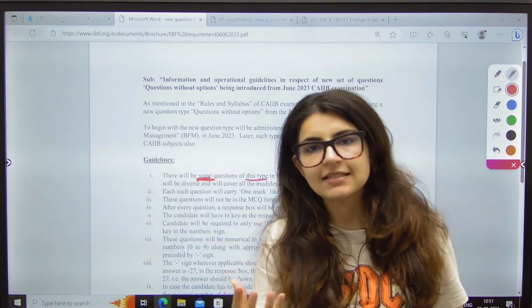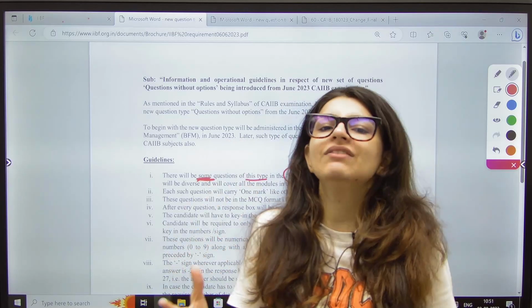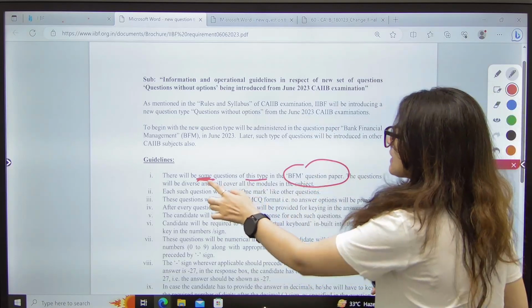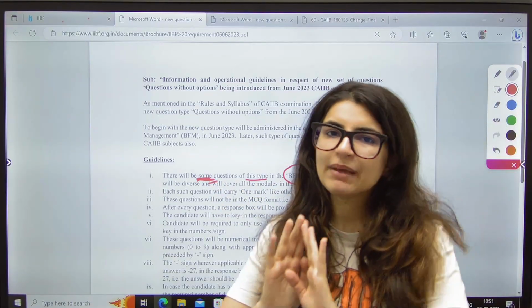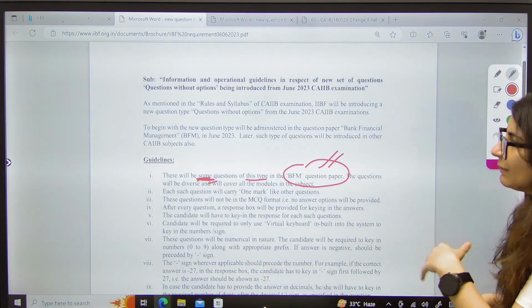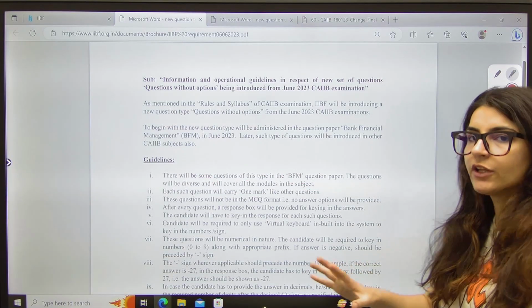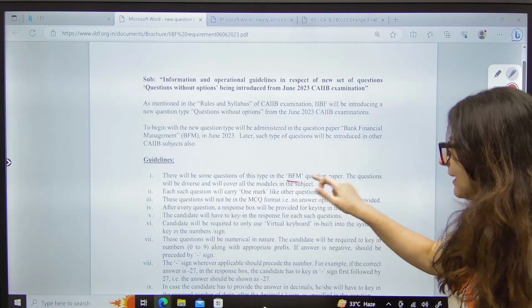Now how will these questions be? We will look into detail how the questions will be and how we will answer these questions if no option is given. So firstly, there will be some questions of this type in the BFM question paper. Starting with the BFM question paper, that is the first thing to remember. The questions will be diverse and will cover all the modules in the subject. They can come from any of the modules in that particular subject. What is the subject? BFM.